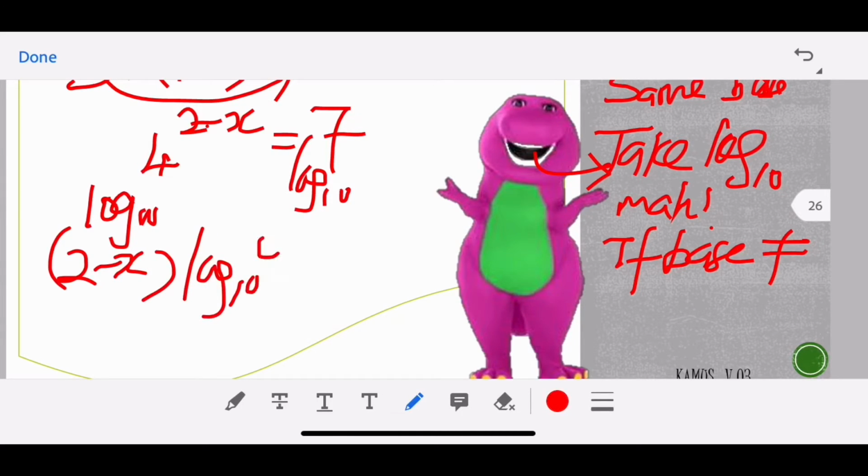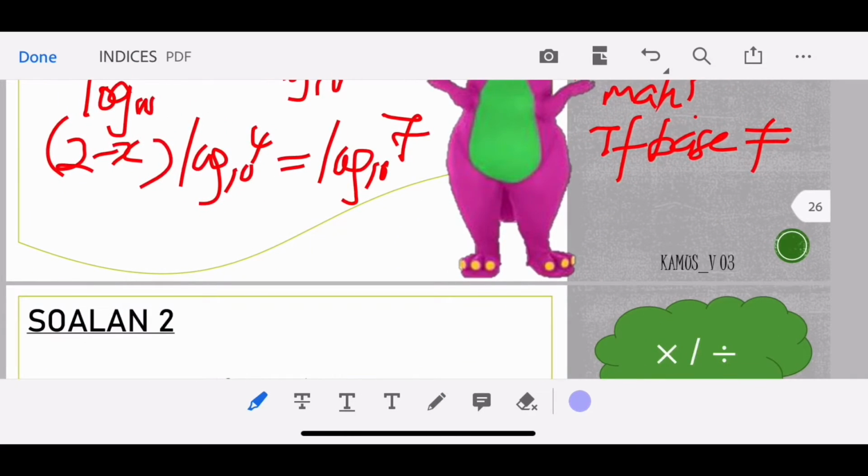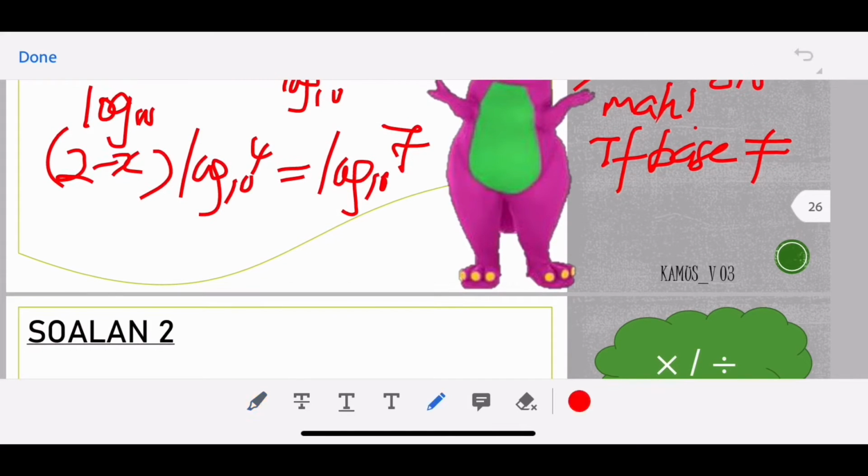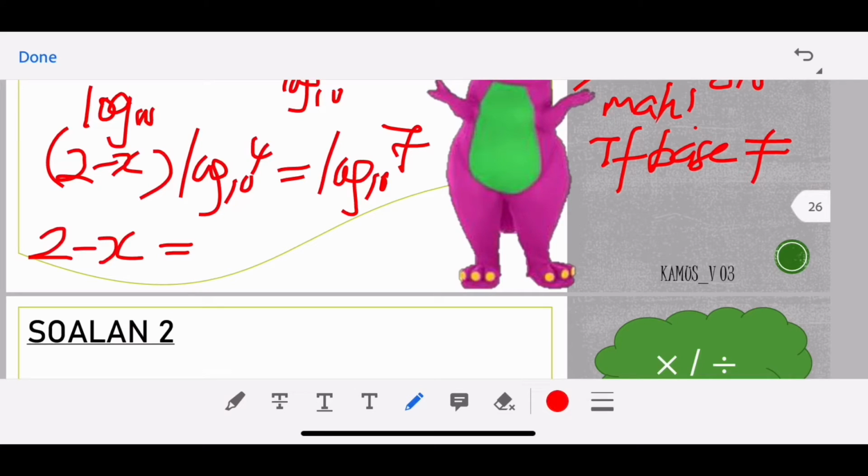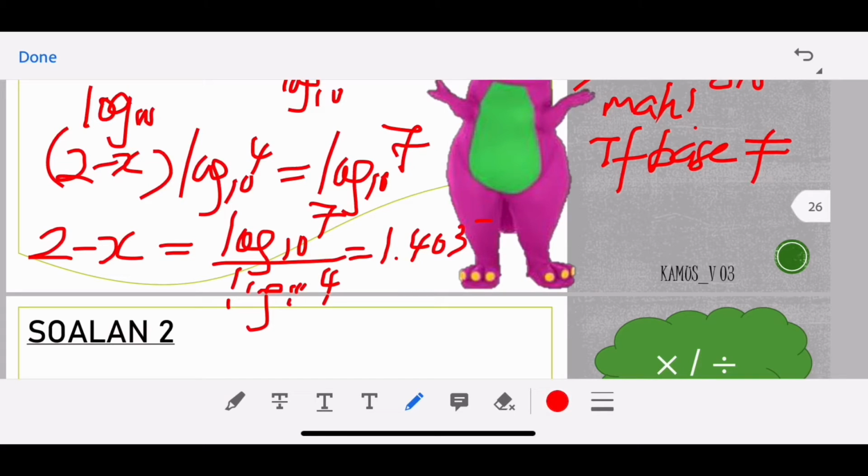So 2 minus x times log 4 is equal to log 7, and then you can solve for x by taking log 7 divided by log 4. Solve it carefully, and make sure your answer is in 4 significant figures. Press your calculator, log 10 of 7 over log 10 of 4, and you will get a decimal number. Be careful with the decimal number because we need 4 significant figures, so you have to round off accordingly. So 2 minus x is equal to log 7 over log 4, which is 1.4037 after I rounded off. Please double check for me.